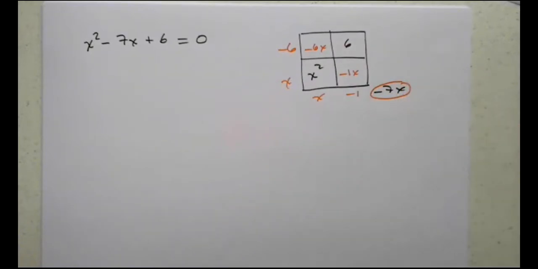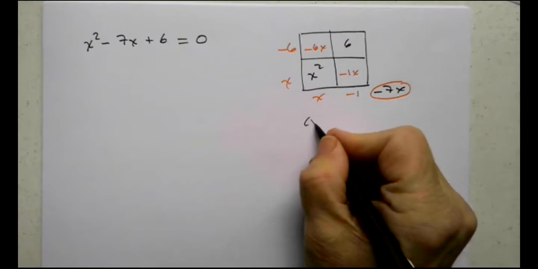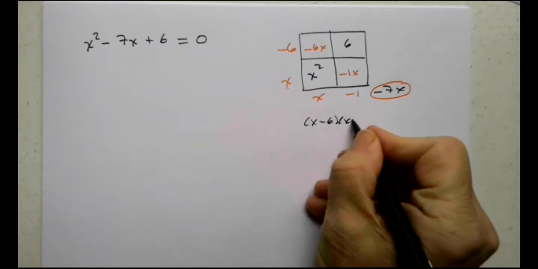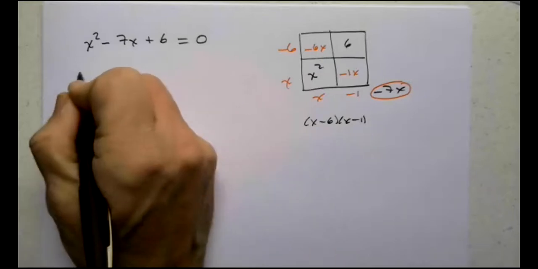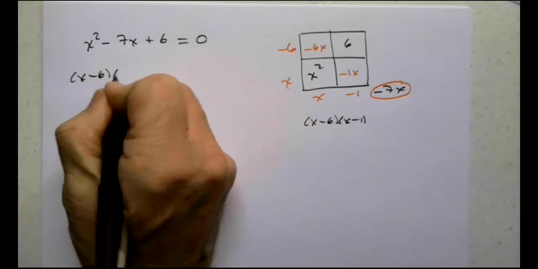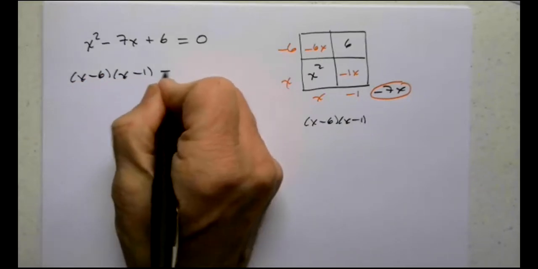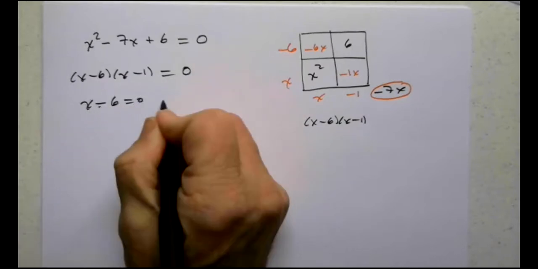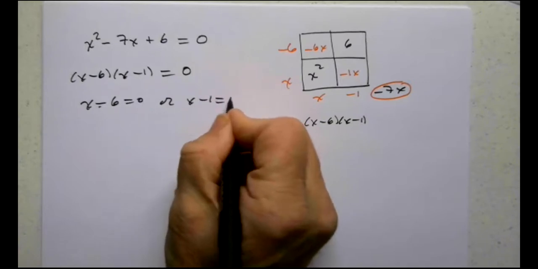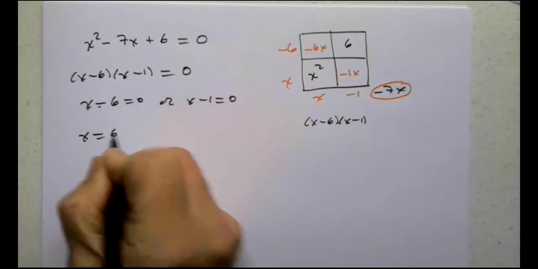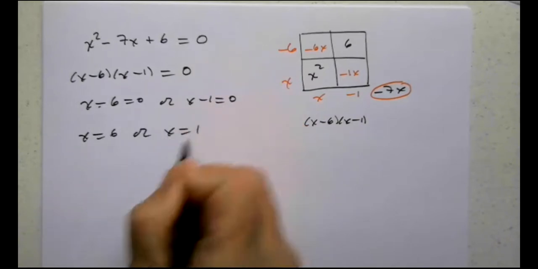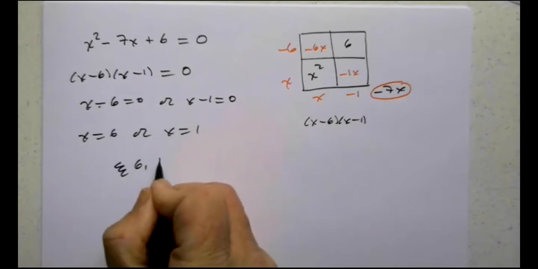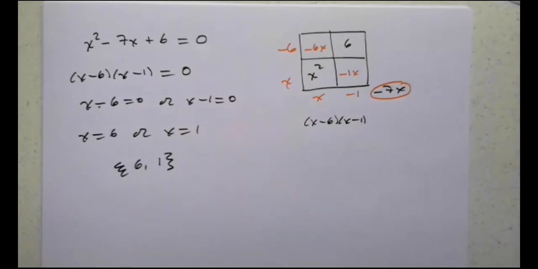So I get x minus 6 times x minus 1. So over here we get x minus 6 times x minus 1 equals 0, which tells me that x minus 6 is 0, or x minus 1 is 0, so x is 6, or x is 1. So those are my two answers using factoring.